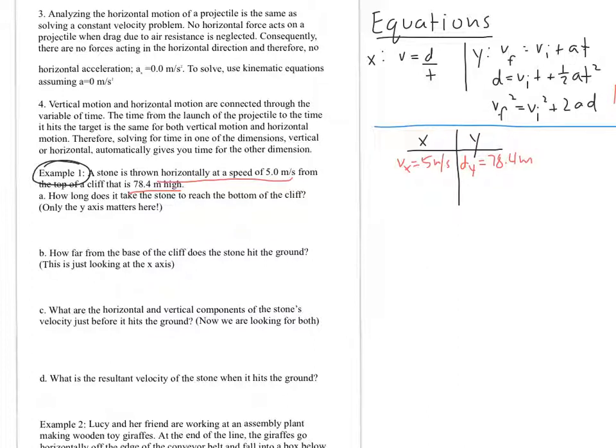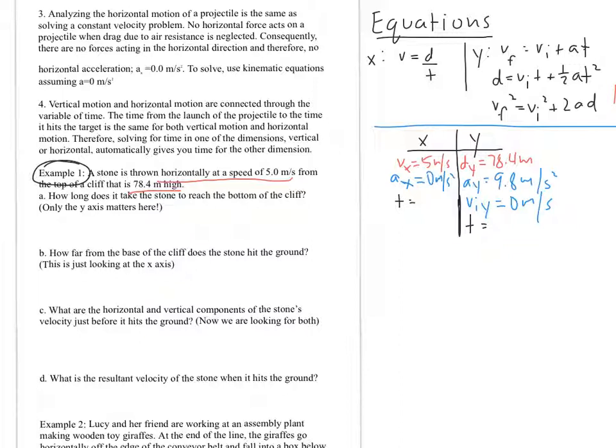After that, we list our assumptions. As always, acceleration in the x is 0 meters per second squared. In the y direction, it is 9.8 meters per second squared. We always have initial velocity in the y equaling 0 meters per second. And there's always time, which connects both dimensions, but we don't know that yet.